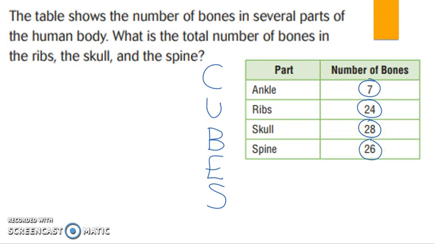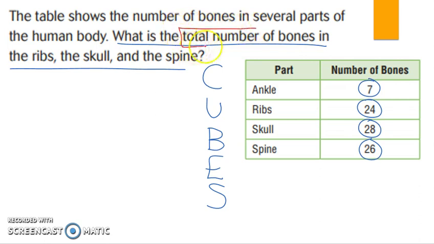Next, let's do the U. Underline the question. What is the total number of bones in the ribs, the skull, and the spine? Next, we want to box any important keywords. So it says the table shows the number of bones in several parts of the human body. What is the total number, that's a clue word, or clue words, of bones in the ribs, skull, and spine?